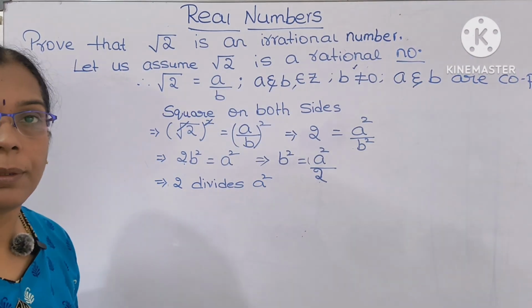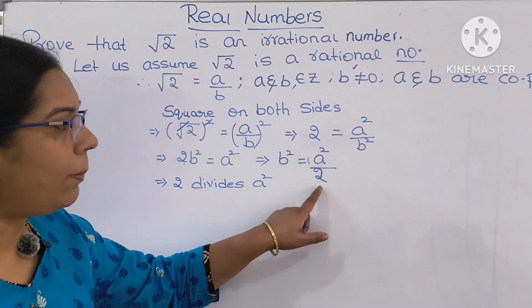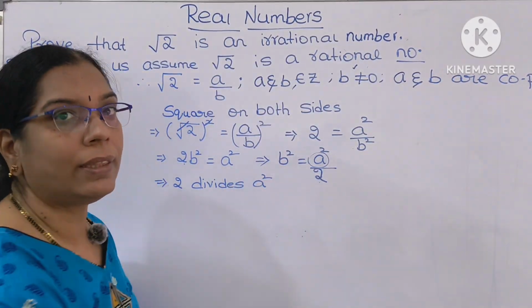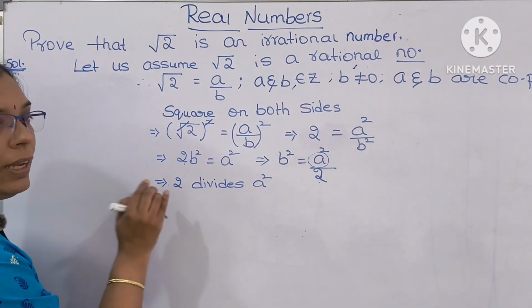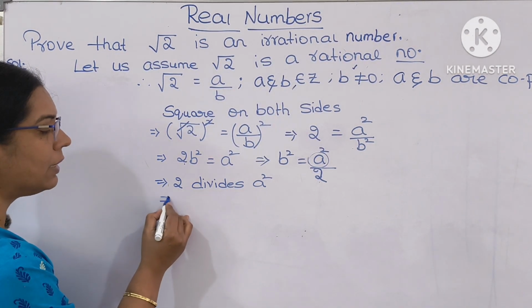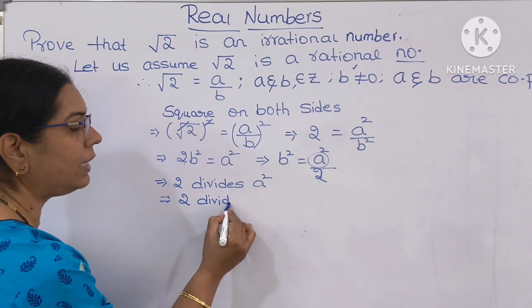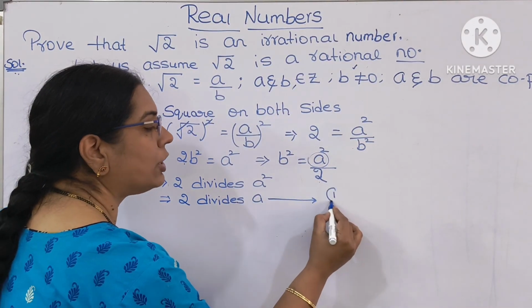And we have a theorem which says that if the square of a number is divisible by a prime number, then the number itself is divisible by the prime number. Now the square of a number is divisible by 2, that implies 2 divides a. 2 divides a. This is your equation 1.